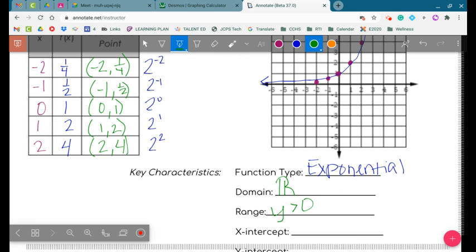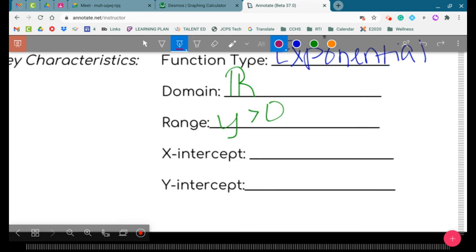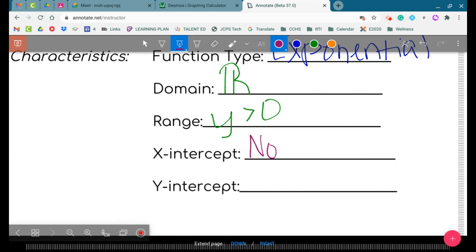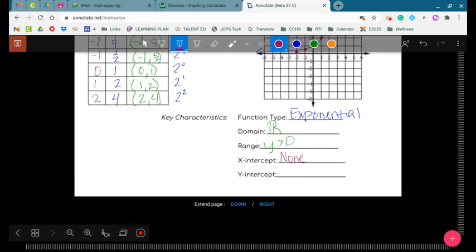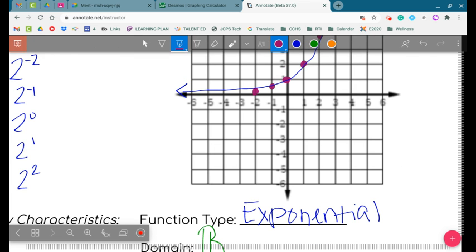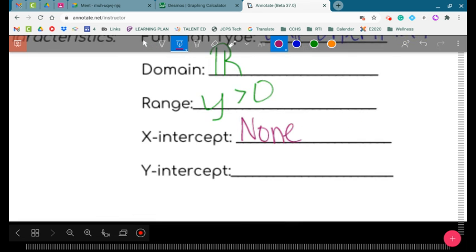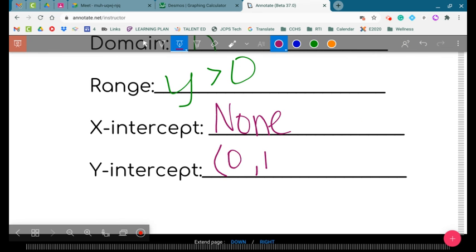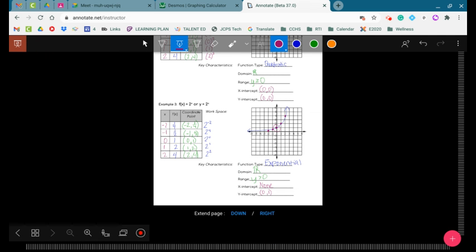For your x-intercept, there is no x-intercept because it's never going to cross the x-axis. So x-intercept is none. And then our y-intercept, it crosses here at 0, 1. So that is your y-intercept. So these are our 3 parent functions, you guys. All of the characteristics for the parent functions are going to stay the same. Whenever we make adjustments to those parent functions, those are when the characteristics will change. But just for this part of the test, we just need to know the parent functions.